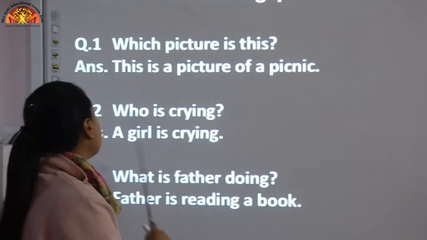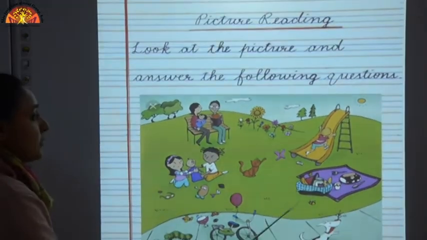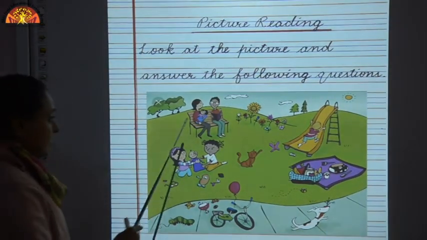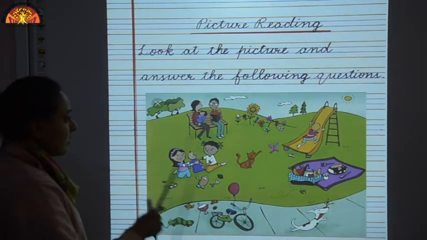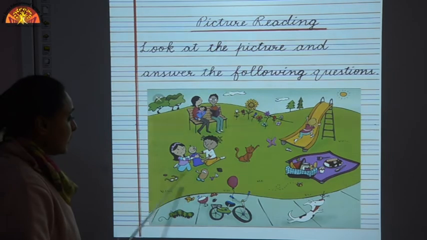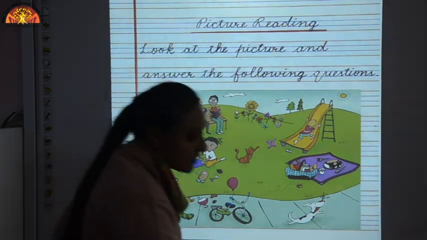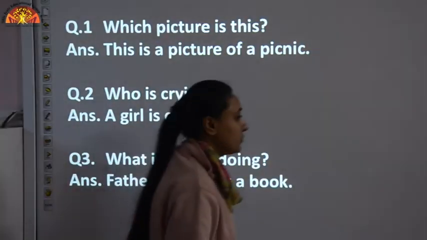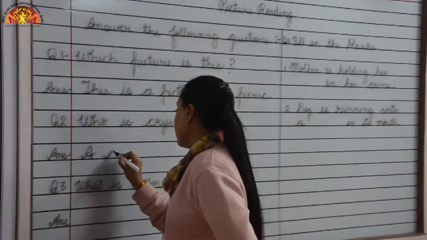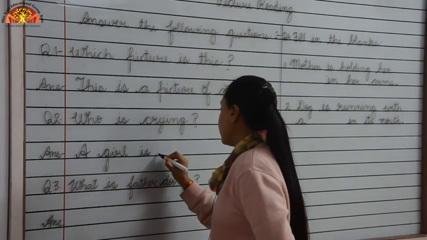Now let us move to our second question. Second question is, who is crying? So children, look at this picture. Who is crying? Are they crying? No, they are having a good time here. So look over here, a girl in a purple top, she is crying, okay. So who is crying? A girl is crying. Okay, I'll write the answer for you. A girl is crying.